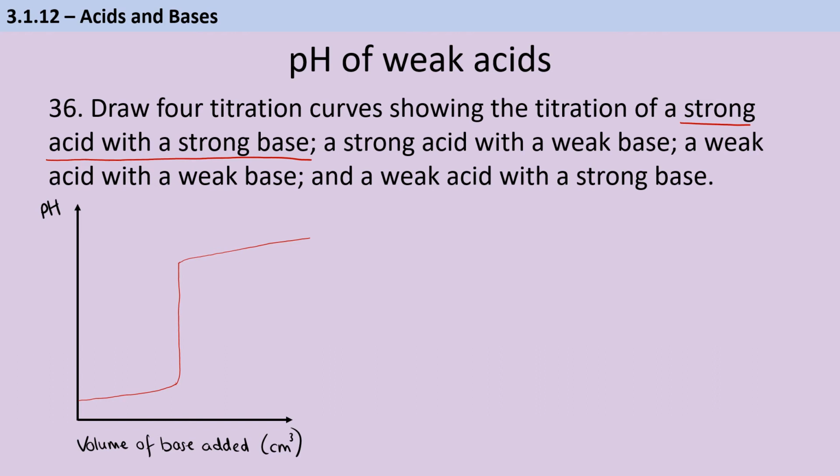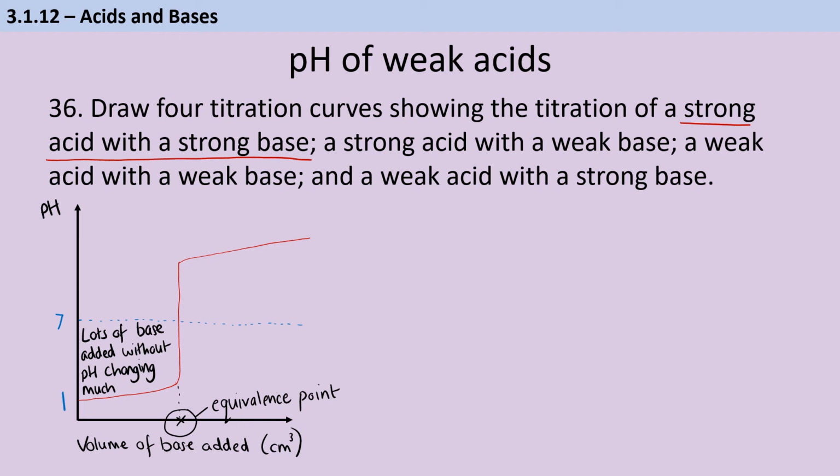And you're going to have this curve where we've got a vertical section in the middle, and then to the left and to the right of that you have slight diagonals. So they're not horizontal, they are slightly increasing as we go, but only a little bit. So initially we can add lots of base without the pH changing very much, and then as we reach the equivalence point, suddenly the pH rises very, very rapidly, and obviously pH 7 is going to be in the middle of that.